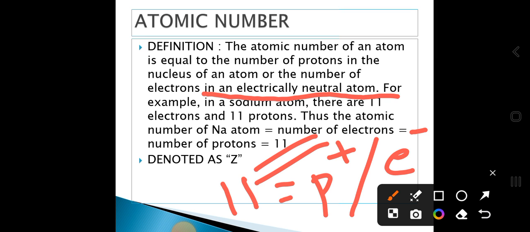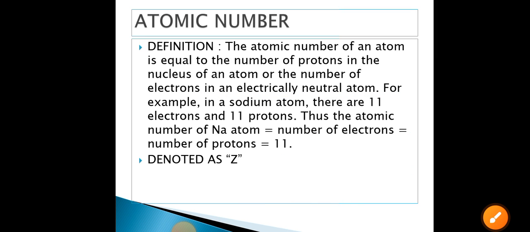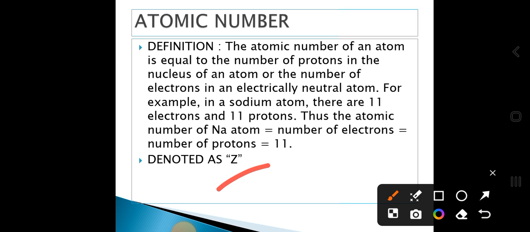So atomic number is giving us information. And how is the atomic number denoted? It is denoted as Z. Capital Z refers to atomic number. Okay, so I hope this is clear.